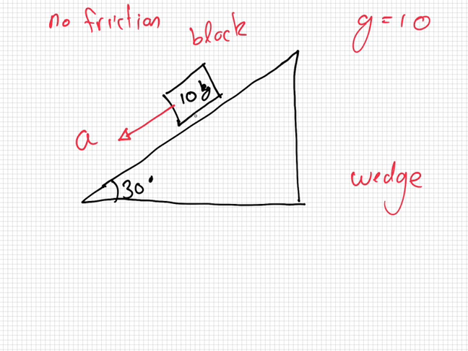So there are 2 forces. Let me just remove this to make it less cluttered. What are the 2 forces? Weight, very good. So that is here. How big? 10 g, 100 newtons. And there's one other force. Reaction here, which we don't know. We call it R.